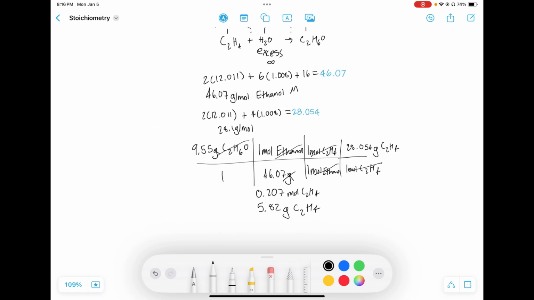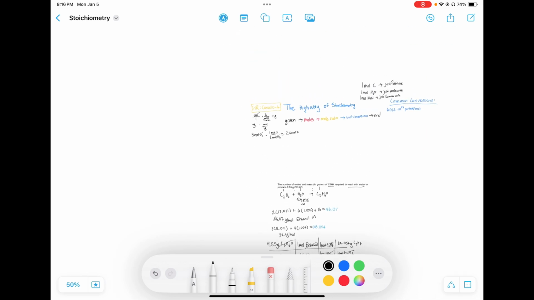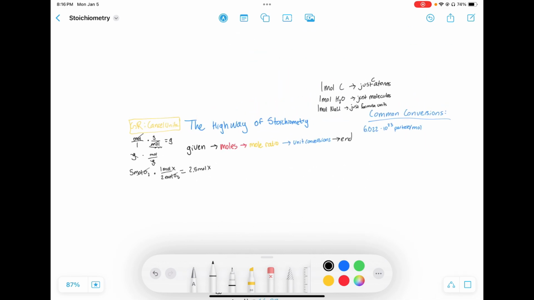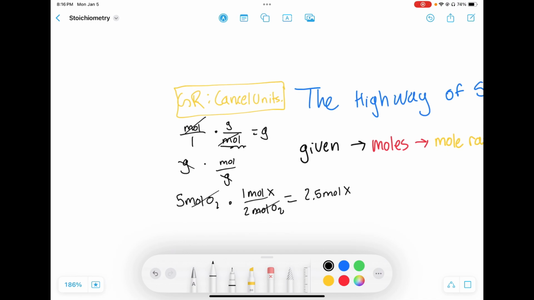So as you see, this is a super simple and easy way to do stoichiometry. It's not meant to be hard. Just remember the golden rule: cancel units.